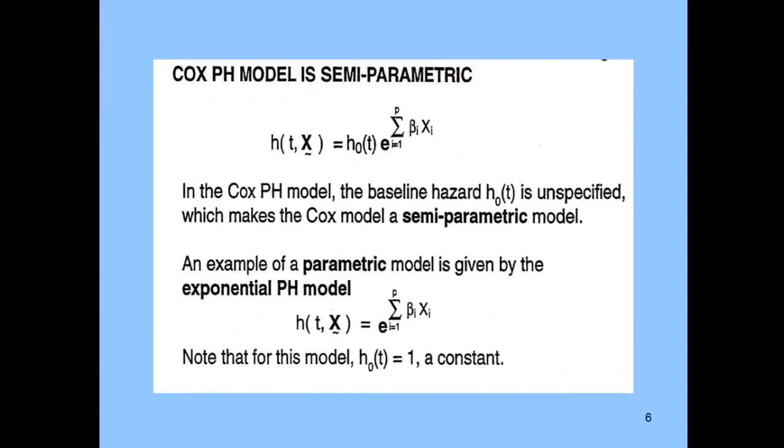Okay, now, one thing to say about this model has to do with this thing called the baseline hazard function, because it's sort of a weird type of function.